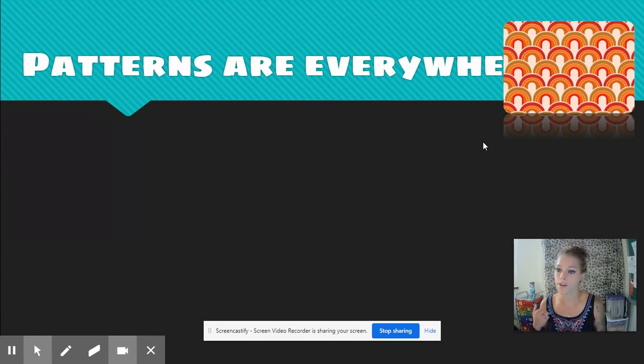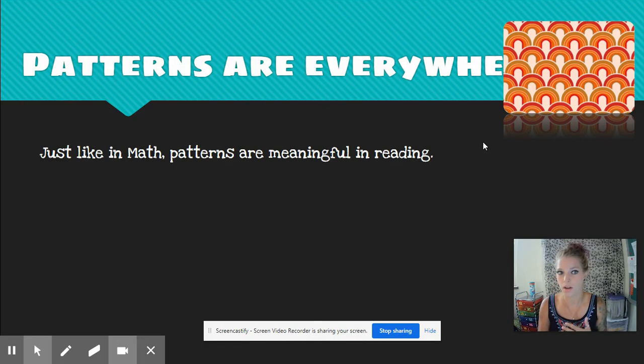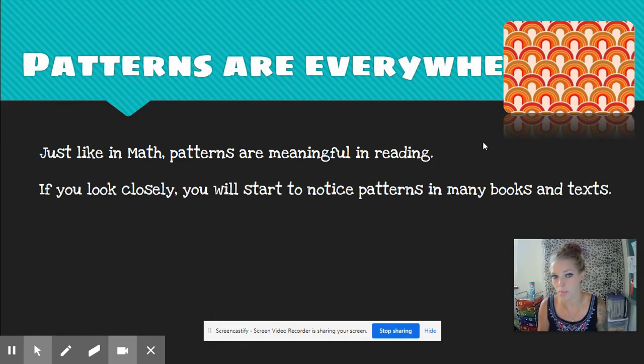To start, we see patterns everywhere. Maybe you see a pattern on someone's shirt. Behind me, there's a pattern, leopard print. You could see patterns when you're driving somewhere. They're everywhere. In math, there are problems as well. There's patterns. Just like that, the same thing happens in reading. There are patterns for a reason, to help you understand and comprehend a little bit better.